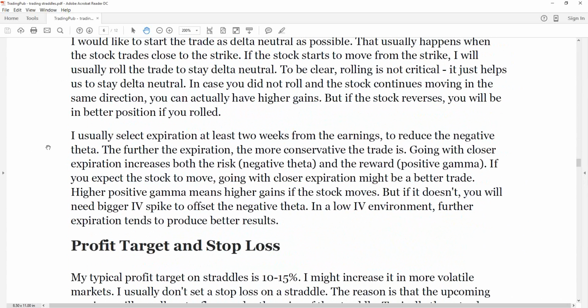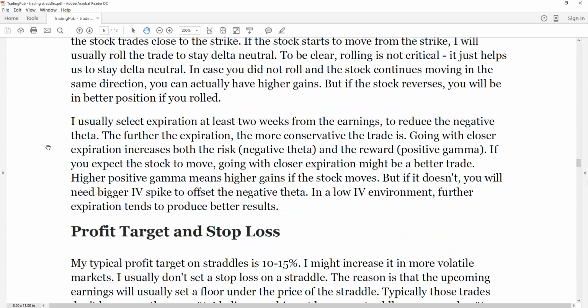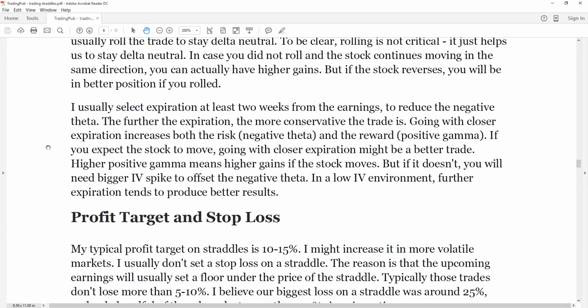And if the stock starts to move away from the strike, I will usually roll the trade to stay delta neutral. To be clear, rolling is not critical, it just helps us to stay delta neutral. And in case you didn't roll and the stock continues moving in the same direction, you can actually have higher gains. But if the stock reverses, you will be in better position if you roll. So again, over time, you will do probably better by rolling, by staying as delta neutral as possible, but it's not critical.